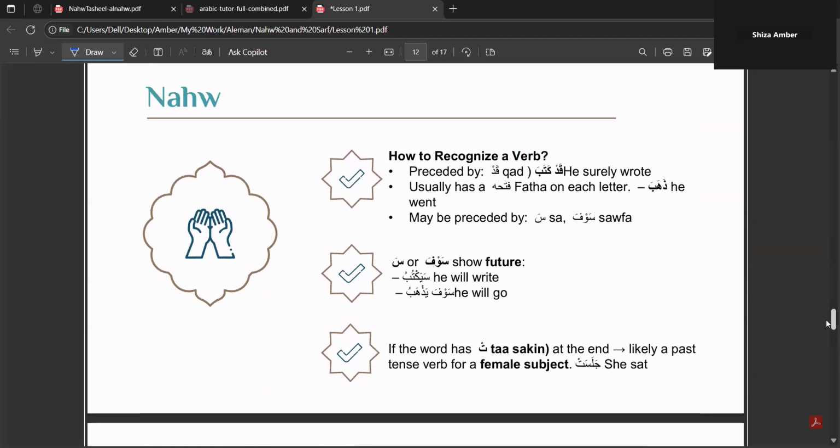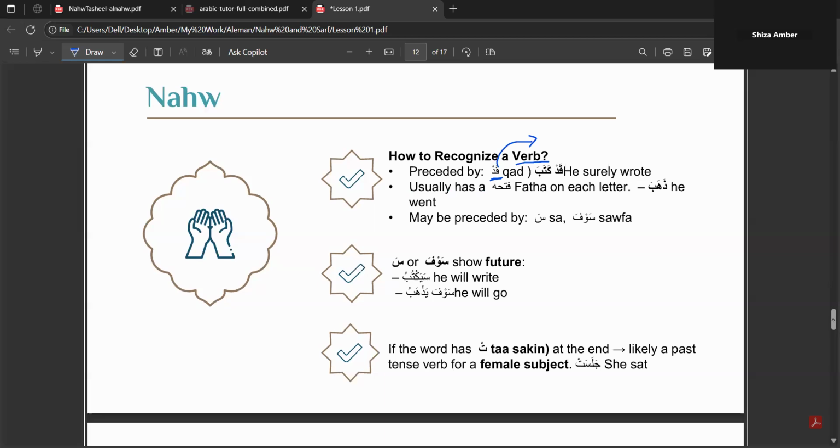Then the question arises: how exactly will you recognize a verb? If you want to recognize a verb, there are also many identification points. A verb is usually preceded by the word qad. Okay, you'll see this qad in the Quran so many times. So when there's a word qad before a verb, it means that this is a verb.